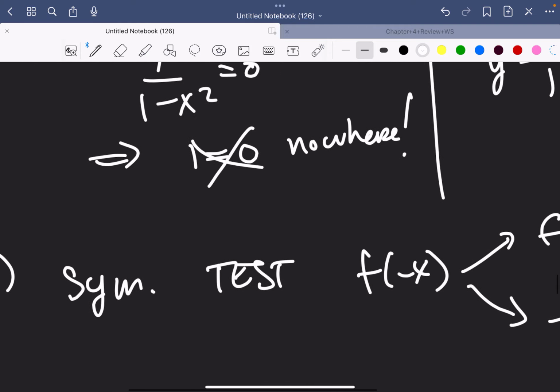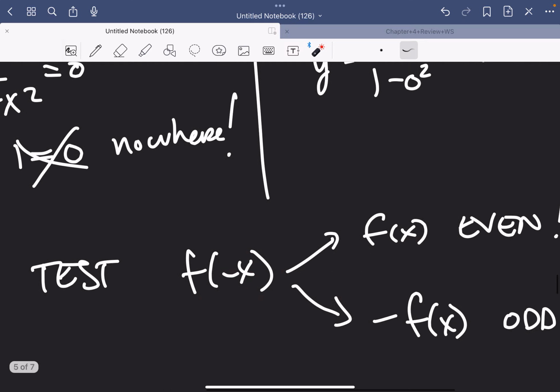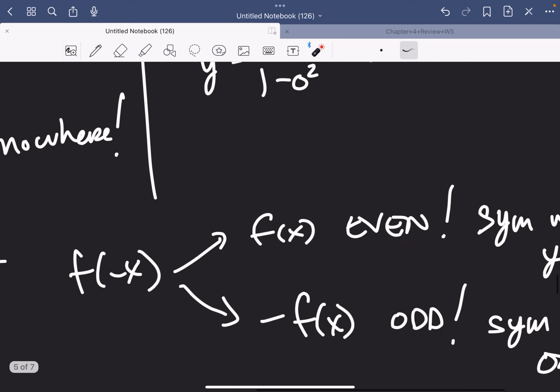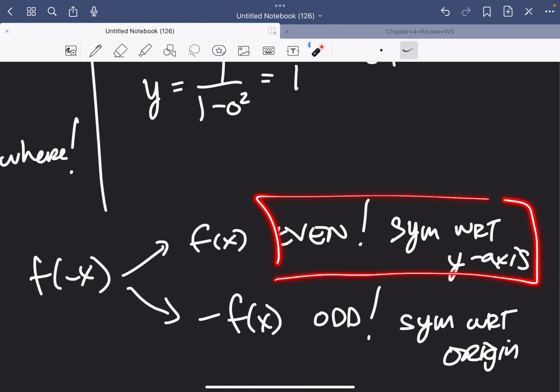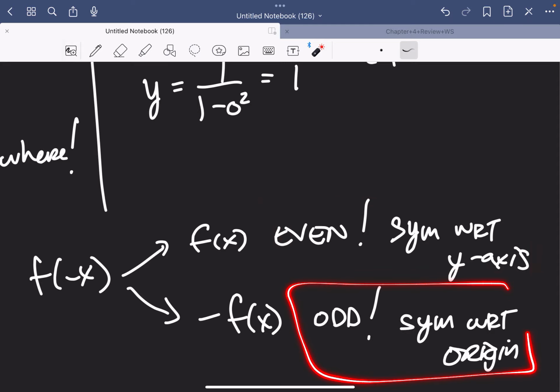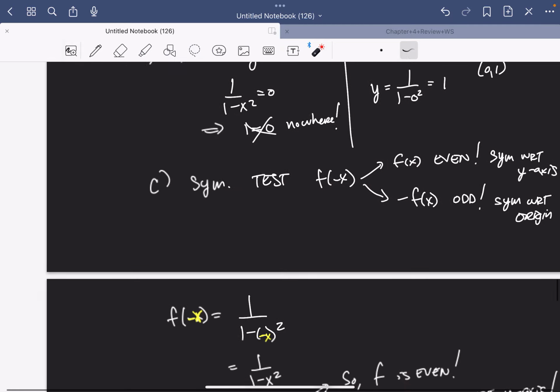Now we're ready for symmetry. And remember, we do that by plugging in negative x into our function. If you end up getting f of x, then your function is even. If you get negative f of x, your function is odd. Even means symmetry with respect to the y-axis, and odd means symmetry with respect to the origin.